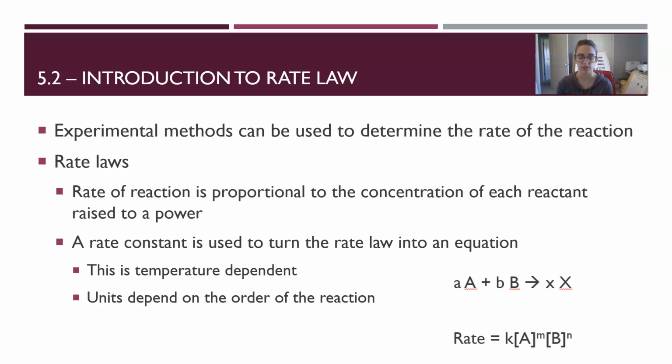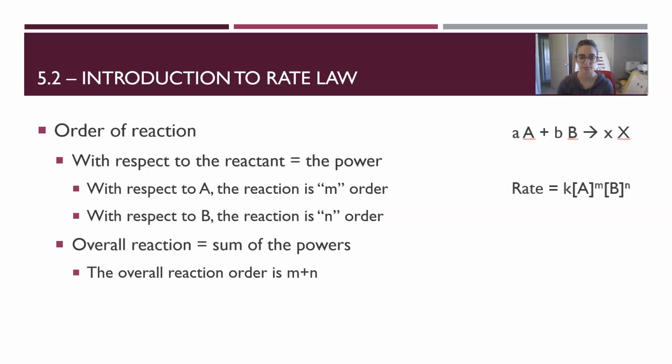So the first part of the rate law is just that it's proportional to the concentration of each reactant raised to a power. To turn a proportion into an equation, you need a constant. That constant is temperature dependent, and the units of the constant depend on the order of the reaction, which we're going to talk about here in a minute. But that rate constant is specific to a particular reaction because it's going to depend on the temperature that the reaction took place at and then ultimately the order of the reaction.